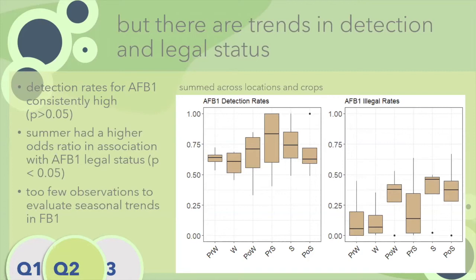And we found, as expected, that the detection rates didn't have any statistically significant seasonal variation, as they were high throughout the calendar year. But we did see a significant effect of season on the odds of aflatoxin legal status, where samples collected in the summertime had greater odds of being illegal from a regulatory standpoint. And in fumonisin, because we were only evaluating maize and pearl millet, we weren't able to observe seasonal trends because there really were very few samples collected between pre-summer and post-summer.